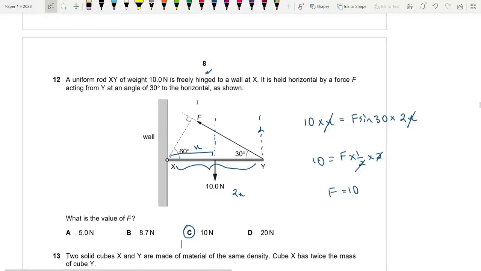Since it is freely hinged, it is in equilibrium. So the net force and net moment is 0. So I just use that concept. I did not use net force because there is also another force acting here, which I don't know of. I considered X as the pivot. The benefit is that for any force passing through the pivot, I don't need to consider its moment, because it is passing through the pivot. So I just considered the weight, knowing that it passes through the center, and the component of F, which just balanced out. That's how I did it.